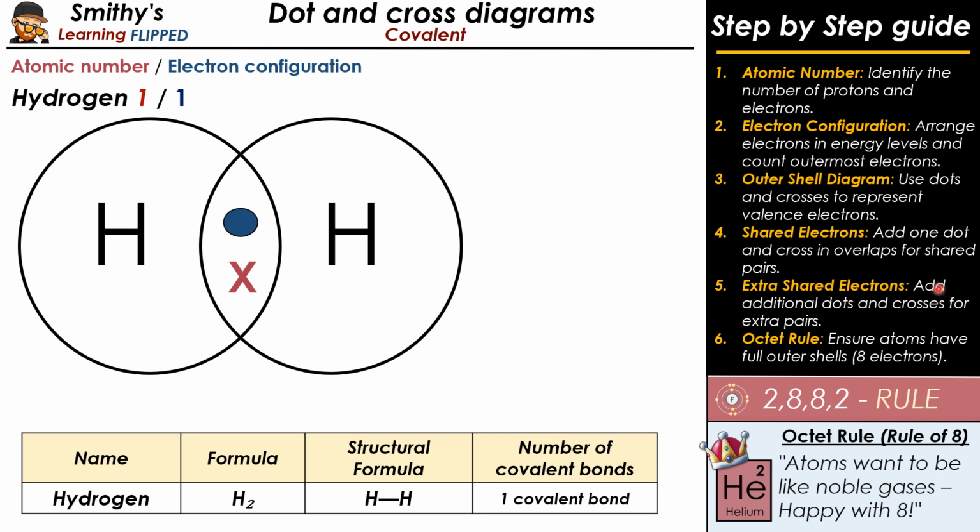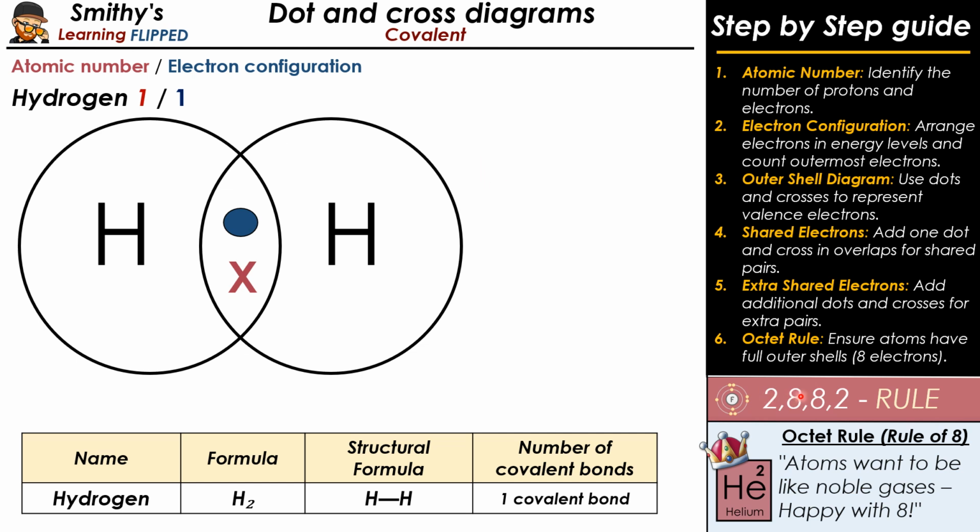So if there were additional unshared electrons, they would be added around the outside of the circle. So if hydrogen actually had a couple more electrons, they would be represented but not within the shared part of this Venn diagram type structure. The octet rule is very important. Ensure atoms have full outer shells. So apart from hydrogen, all the other atoms are going to need to have 8 electrons in their outer shell. So you need to check that every time.